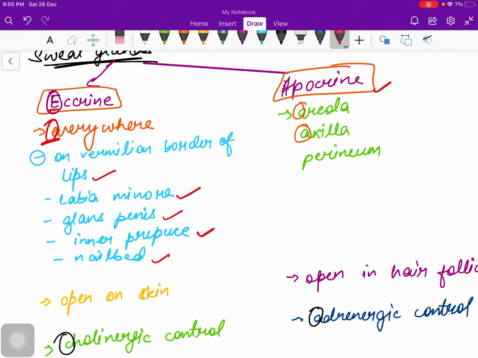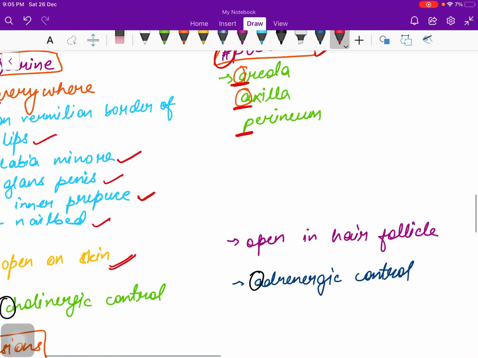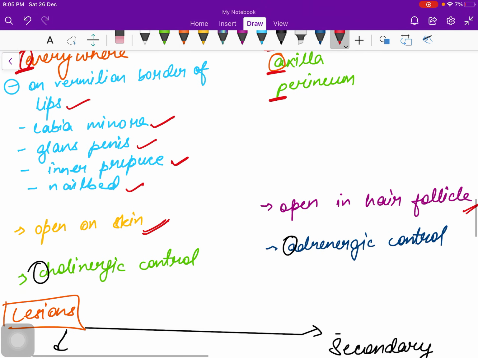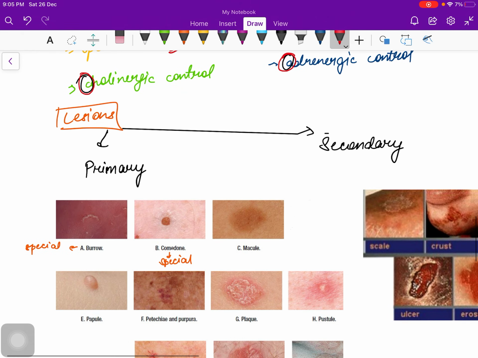Also, apocrine glands are the ones which are present on areola, axilla, and perineum. Areola and axilla, remember with the A which is present in apocrine. Also, the eccrine glands, as the name suggests, open directly on the skin, whereas the apocrine glands are the ones which open in hair follicles. And from A, just remember that the apocrine glands are the ones which have an adrenergic control, whereas the eccrine gland has a cholinergic control.